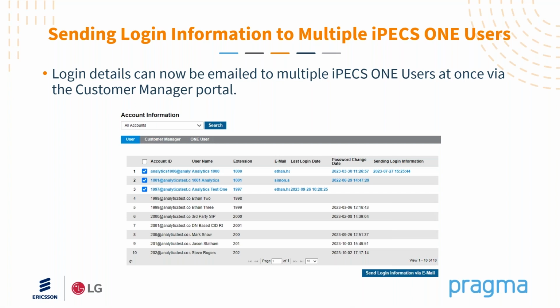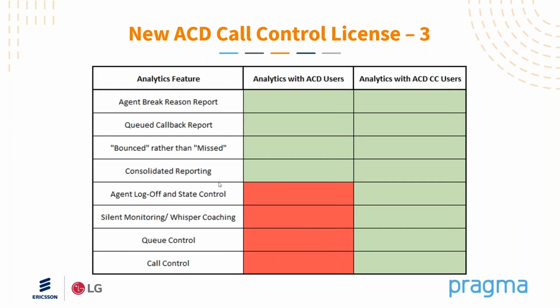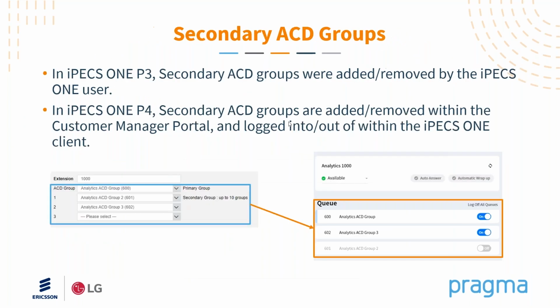Sorry, Rob, I just asked a question about ACD reason codes. Are they available as standard or only with the ACD CC? So the ACD reason codes as shown here are available in the normal ACD agent license, for the current license, ACD group user. I think if I scroll back a few more, there is a table here. So on the left, the middle column is the current ACD license. So you've got ACD break reason report, so you can do that on the current license.